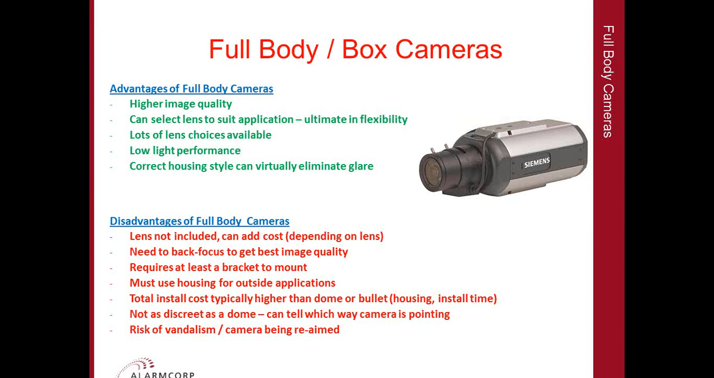And just like a bullet, a full body camera is not as discreet as a dome because you can tell which way the camera or which way the housing is pointing. And there is also the risk of vandalism or the camera being knocked out of alignment, or in the case of the housing being knocked out of alignment. So there are some of the trade-offs when we look at choosing cameras. It's fair to say that inside, domes are certainly a very common choice, and they do the job adequately. Outside, probably still better off going for a full body in a proper housing to get the ultimate image quality. Although a bullet camera is not a bad compromise.